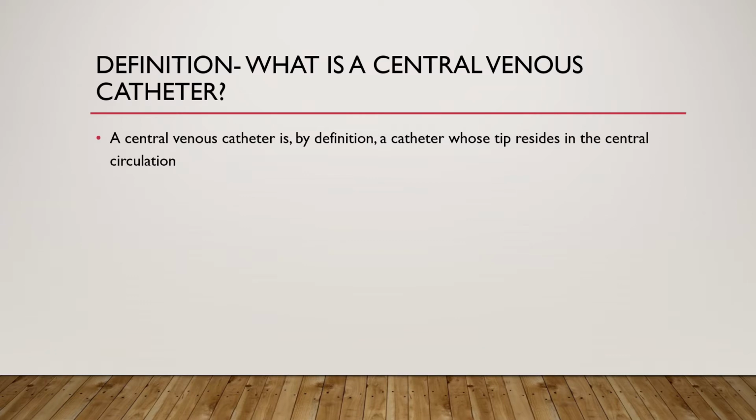What is a central venous line? It is just a basic question. It is just any catheter where the tip of it lies in the central circulation. That is a central venous line or central venous catheter. So we'll look at it.